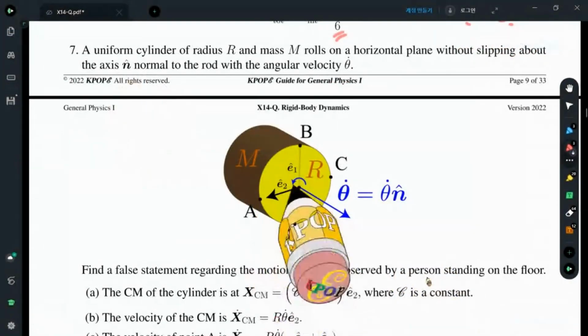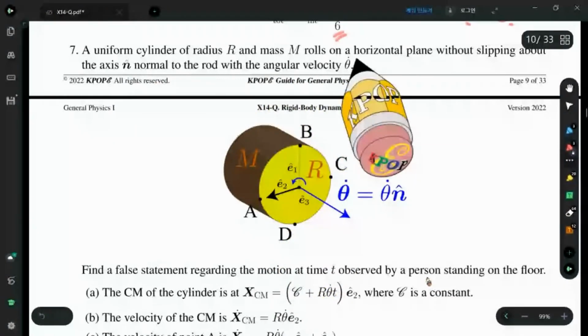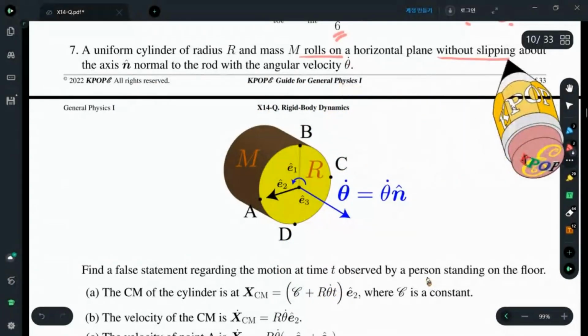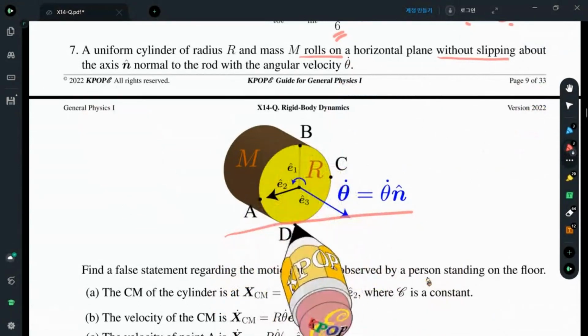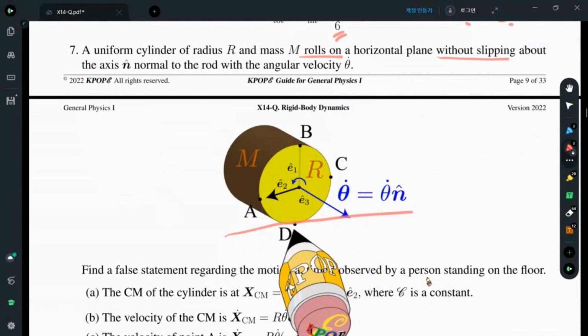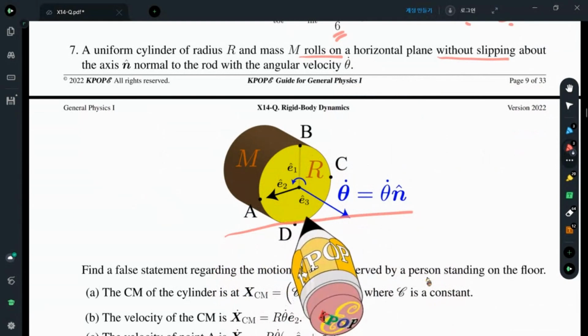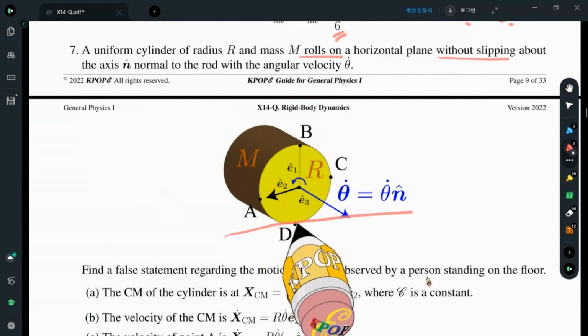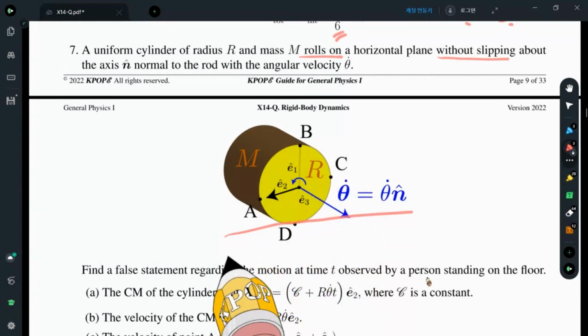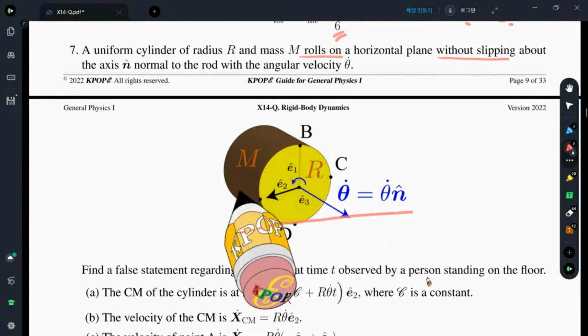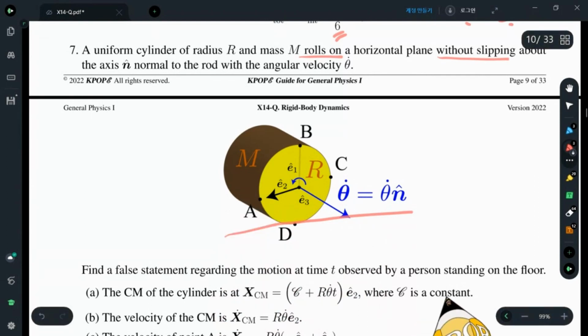A cylinder rolls on a horizontal plane without slipping. So there is a frictional force, but it is rolling. The frictional force does not reduce the speed of the motion, because it is a static frictional force. So kinetic energy is conserved. If there were kinetic friction, then the energy would be lost. It is a difficult problem.